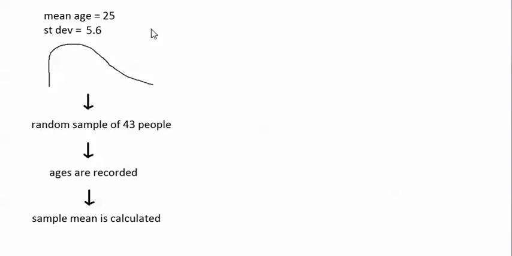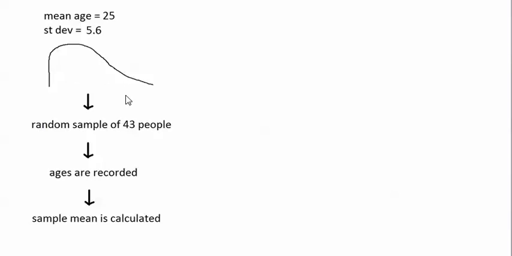Let's imagine that a certain population has a mean age of 25 years. The standard deviation of the population is 5.6, and the ages in the population are positively skewed. That means that in the population, most people are down at the younger end, and there's fewer and fewer older people in the population. There's fewer and fewer people out in this direction.